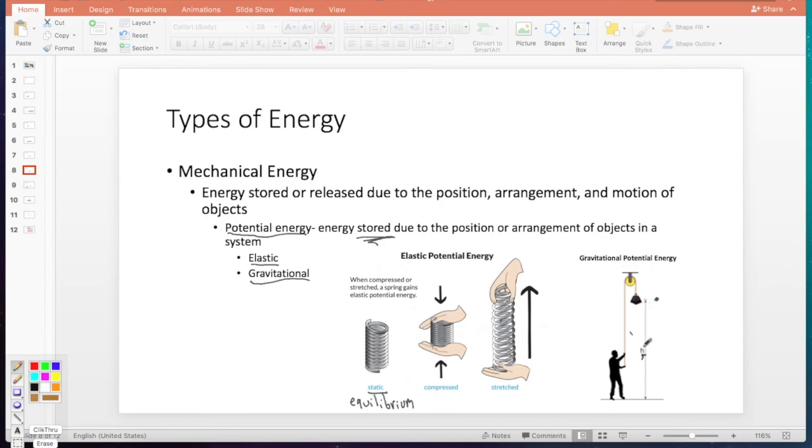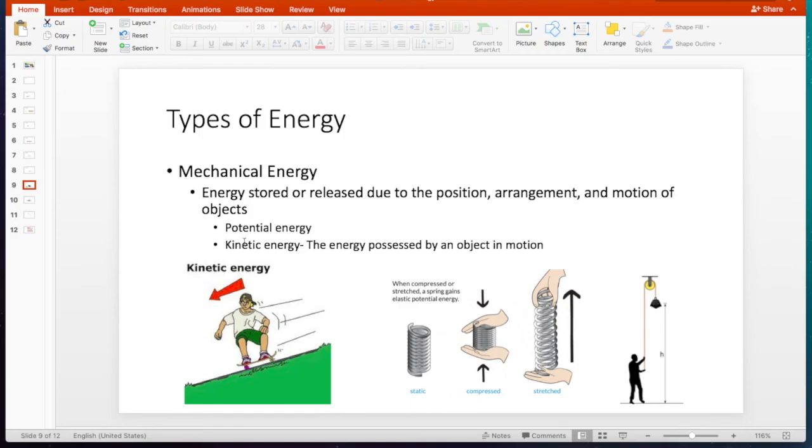So we can see that not only does gravitational potential depend on how high up the object is, but it also depends on the mass of the object, right? So the more massive the object, the more potential energy, the more gravitational potential energy it is storing. So that's something to keep in mind. We will review that in more detail later on.